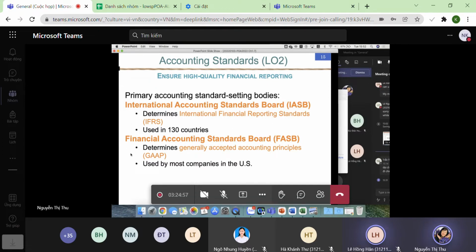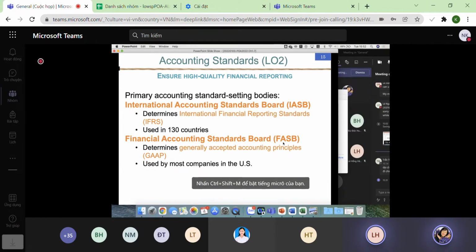And in America, the organization called FASB, the Financial Accounting Standards Board, determined the generally accepted accounting principles, in short GAAP.